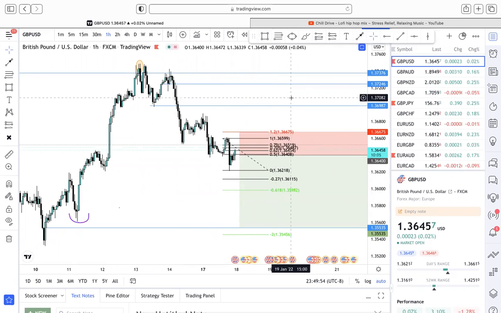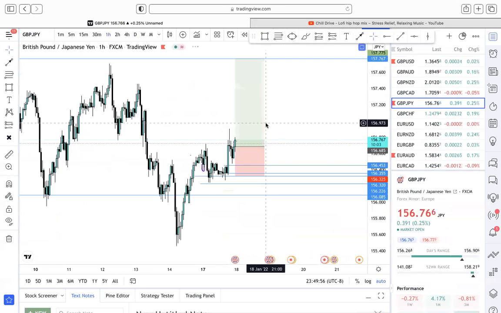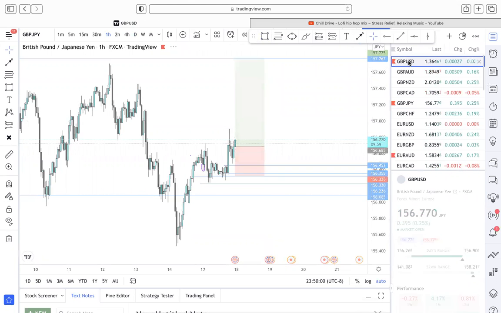Right then. Well, with that being said, that does conclude tonight's session. GJ longs and GU shorts.